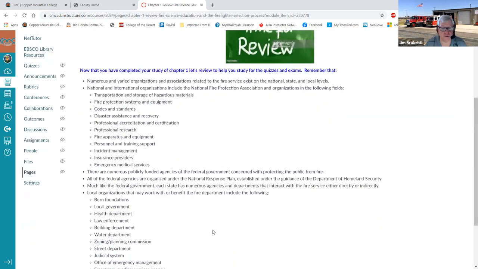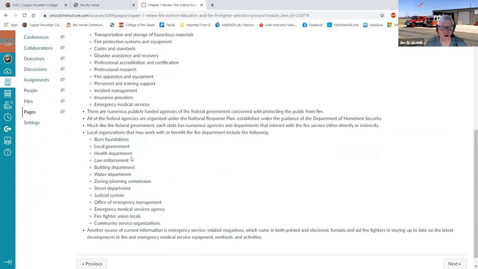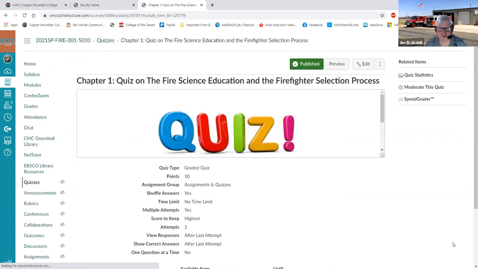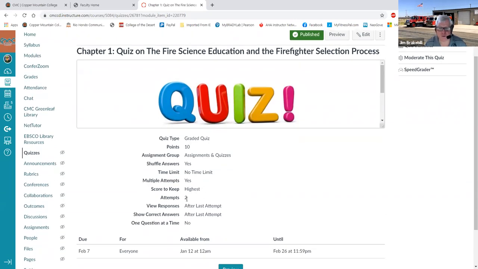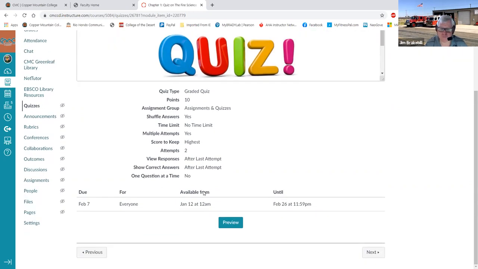So then I give you a review of what's going to be on the exam. And then the next thing is the quiz. All quizzes and module exams, midterm and final exams, you get two attempts on each exam. I told Canvas to only score the highest of the two attempts. All right. And that's how every chapter is laid out.